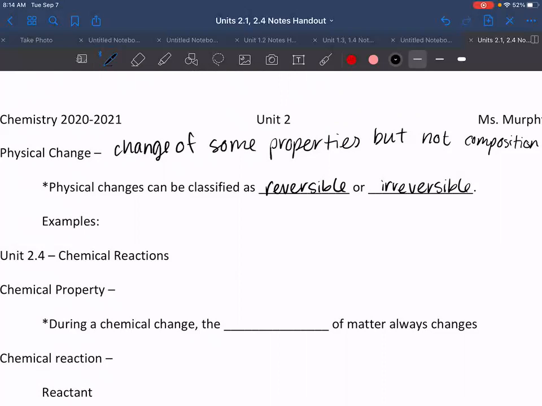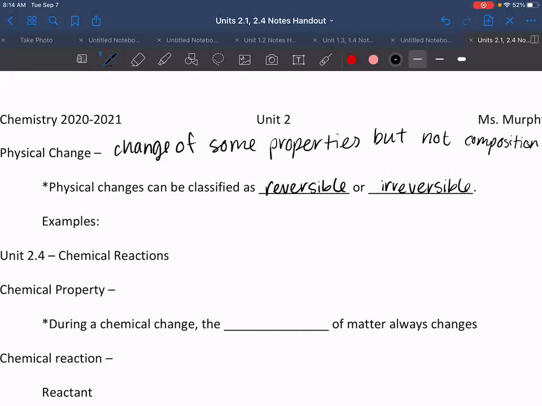So that would be an example of a reversible physical change. What about irreversible? What would happen if I just ripped this in half? Could I magically just wish it back together? No, that would be an irreversible physical change. Let's say I rip this piece of paper. I can't magically stick it back together, but does this piece of paper have the same properties? Is it still paper no matter what side it's on? Physical change.